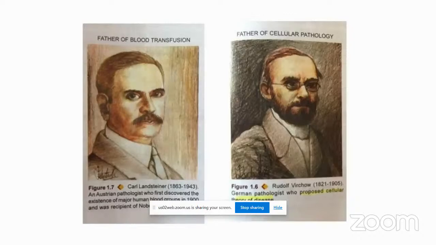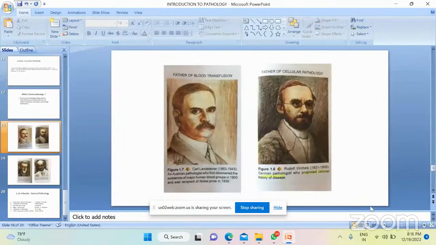Then here are some important personalities. The first one is the father of blood transfusion, Karl Landsteiner. He was an Austrian pathologist who first discovered the existence of the major human blood groups, and he received a Nobel Prize in 1930.